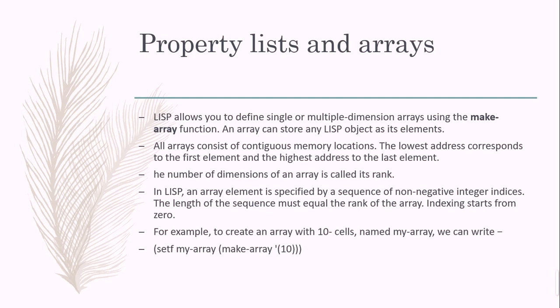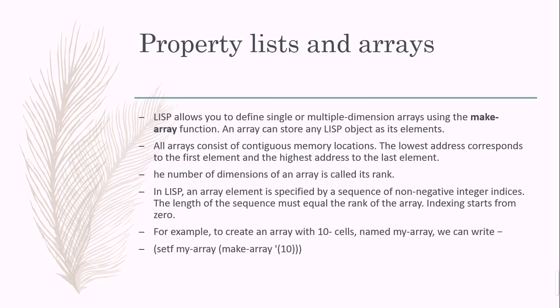The number of dimensions of an array is called its rank. So the number of dimensions, that is the rank. In LISP, an array element is specified by a sequence of non-negative integer indices. The length of the sequence must equal the rank of the array. Indexing starts from 0. You already know, you must have done C. In C++ arrays start from 0, 1, 2, 3. If I write array size is 5, that means it will have 0 to 4 values in it.